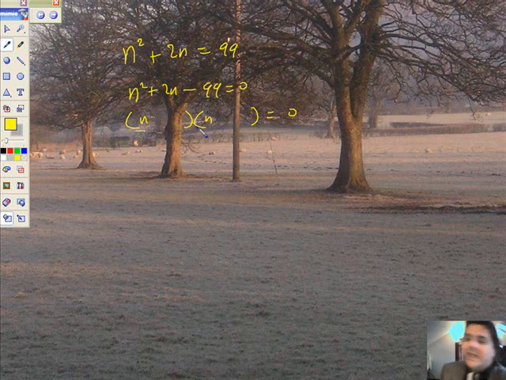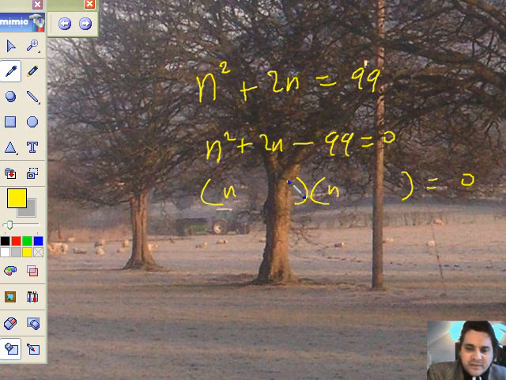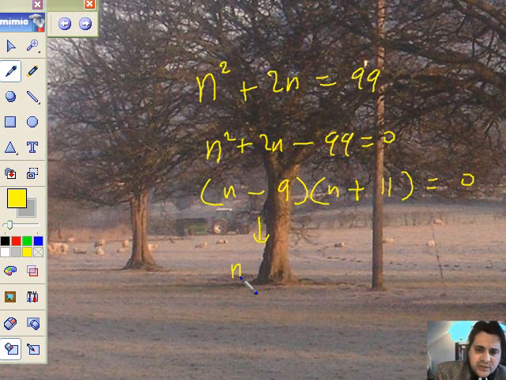9s, 9 and 11. Yes, 9 and 11 will give me a gap of 2. 9 there, 11 there. Right, so I've got to make plus 2n. So I want plus 11 and minus 9. Minus 9 plus 11 is 2n's, and minus 9 times 11 is minus 99. Easy. Right, two solutions. n equals 9, you're happy, or n equals minus 11, you're happy.